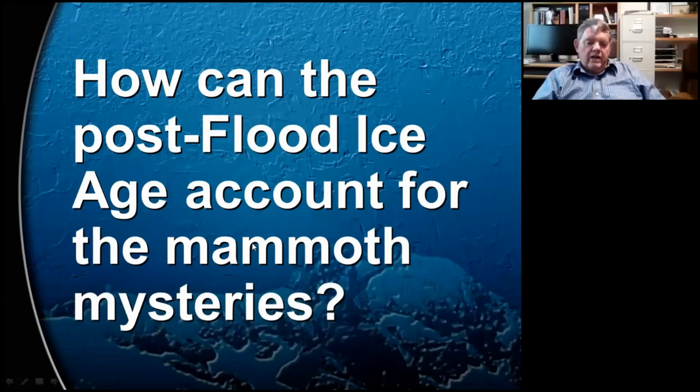So how can the post-flood ice age account for the mammoth mysteries? So we determined that it's during the ice age and they died towards the end. First of all, the populations would have to increase rapidly. That's going to take time. So by the time they got up into Siberia, it's probably mid-ice age, and things are changing. The ice age climate was very dynamic, starting off with mild winters and cool summers, and then as it got to the end, there were very cold winters and actually a little warmer summers.